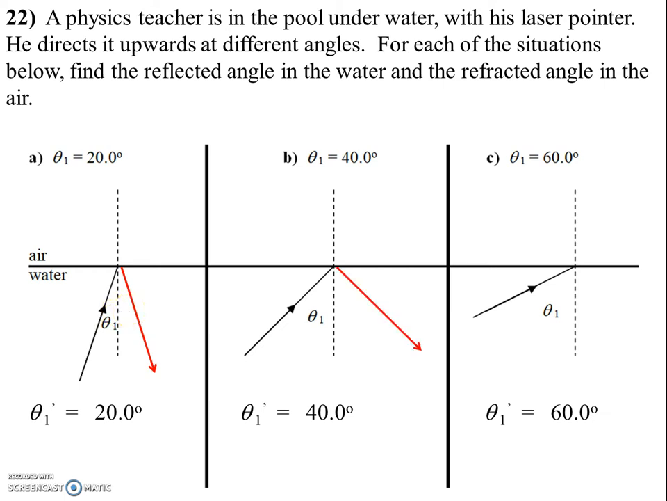What does the next one look like? 40 degrees and then 60 degrees. Hey, we've done half the problem already. There's all the reflected angles, right? Again, try to make it look right. It bounces off, equal angles on the other side of the normal. Okay, now it's time to do the refracted part. So go ahead and draw the refracted ray in part A and do the math. Pause the video, come back.